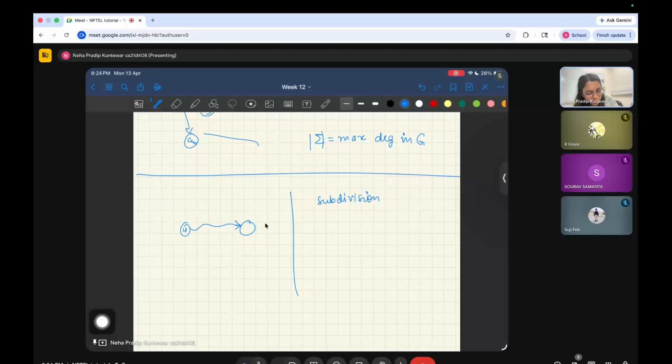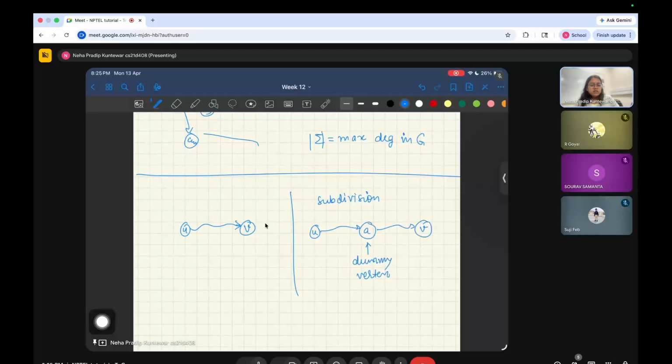So let's say you have a u to v edge, and you introduce a new vertex a here, such that u to a is an edge and a to v is an edge. This is called subdividing the edge uv. This is like a dummy vertex.